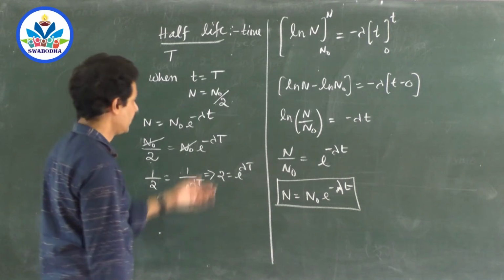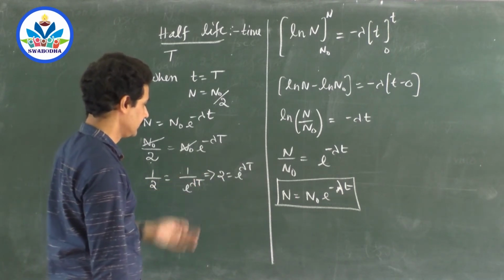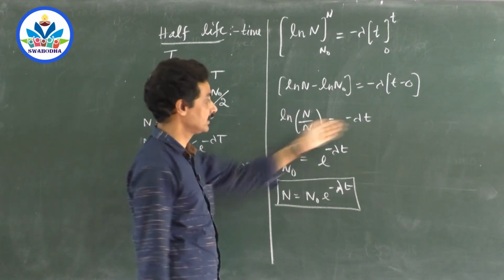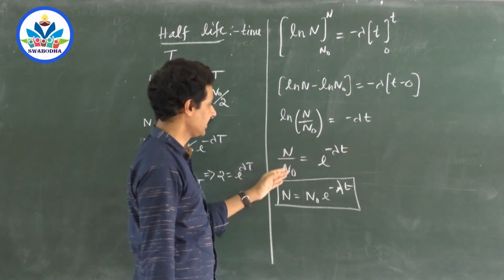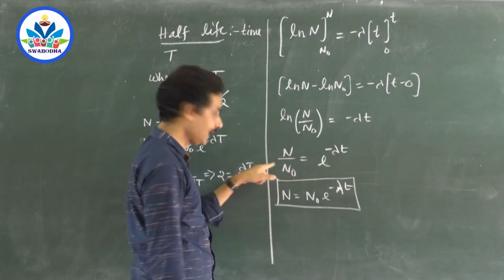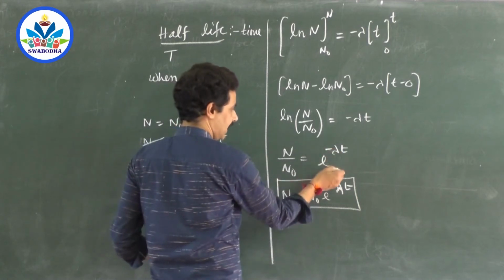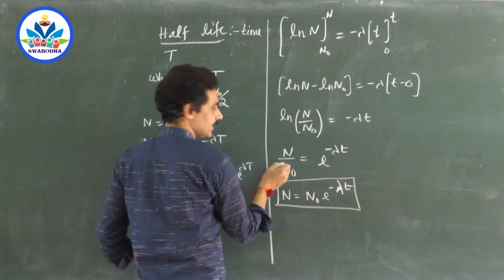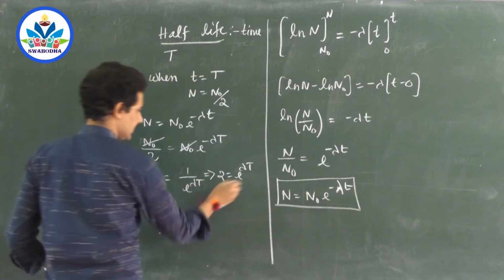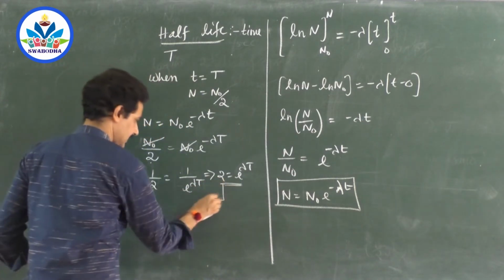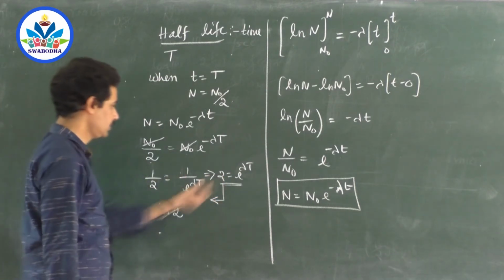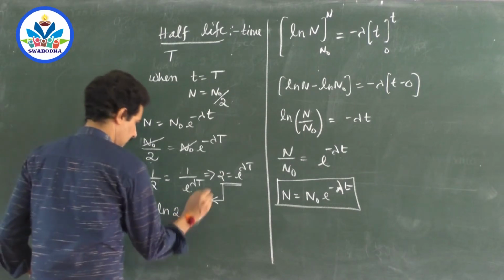Remember this one? How did we get this actually? Here it is, right? We have ln N by N naught is equal to minus lambda t. What is N by N naught equal to? e to the power minus lambda t. Then minus lambda t is ln N by N naught. If you want to bring this down, you bring this e to the power here, and that becomes ln N by N naught. So how can you write this? 2 is equal to e to the power lambda t. So bring this like this: ln 2 is equal to, how much do you get?